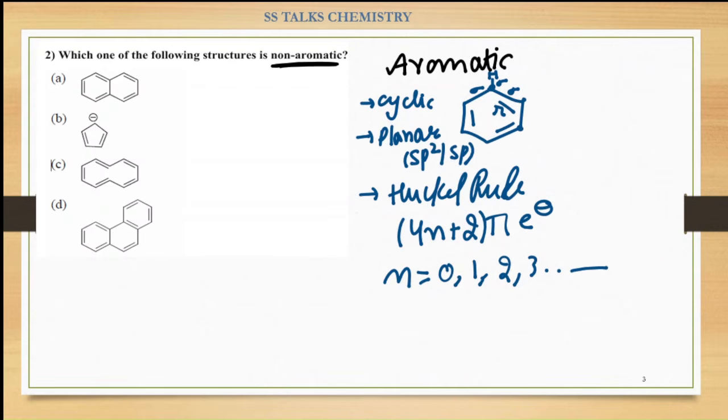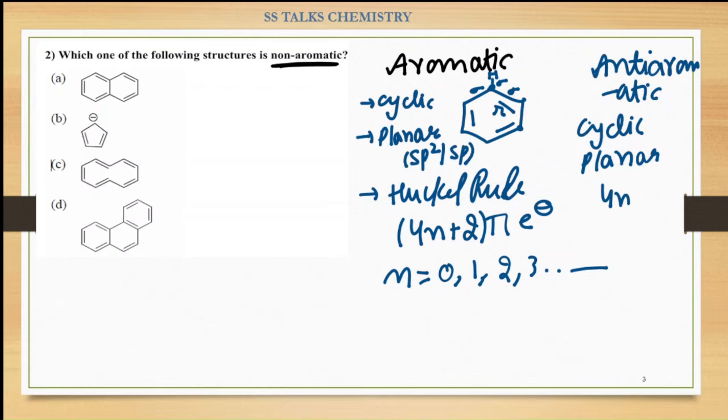Okay, so this is the condition for aromaticity. When one of these conditions is not satisfied, like in the anti-aromatic, if you want to see the comparison: in the anti-aromatic, the species will be cyclic and planar, but they follow the 4n pi electron rule. When any one of these conditions is not obeyed, the species you get is called a non-aromatic species.